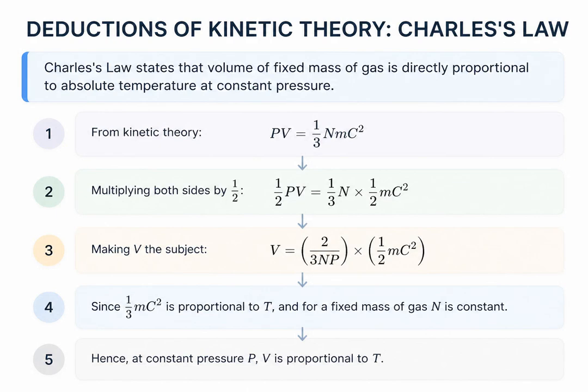Next is Charles' law, which states that volume is directly proportional to absolute temperature at a constant pressure. We start with the same modified equation: 1/2 PV equals 1/3 N times the kinetic energy, 1/2 mc squared. This time we rearrange the formula to make volume, V, the subject. We get V equals 2 over 3 NP, multiplied by the kinetic energy. Since the kinetic energy is proportional to temperature T, and we are holding pressure P and the number of molecules N constant, all other terms are constants. Therefore, volume is directly proportional to temperature, exactly as Charles' law dictates.